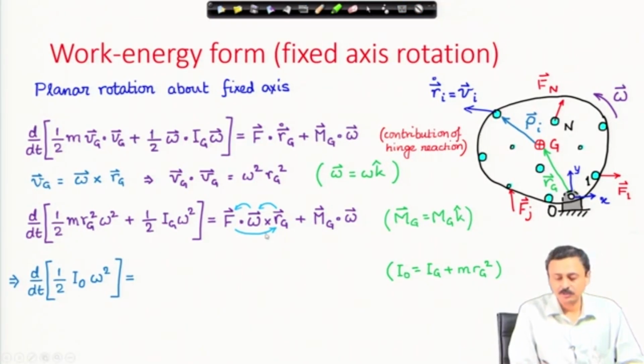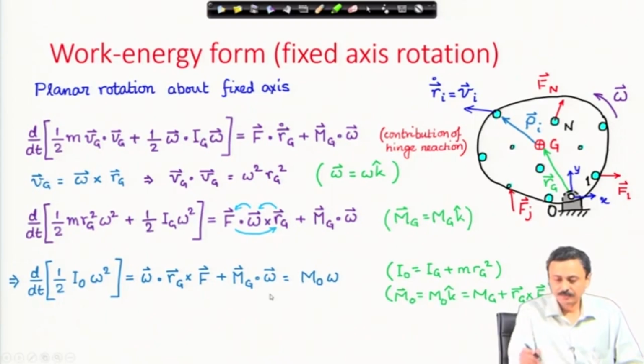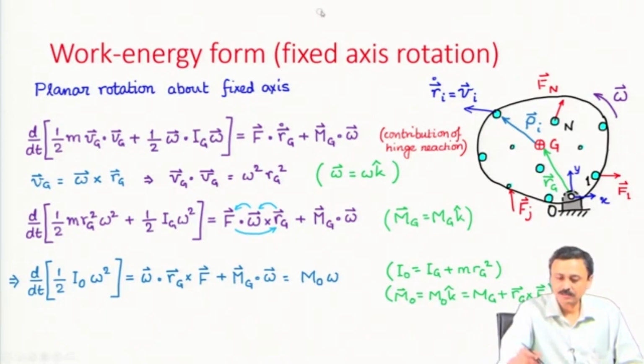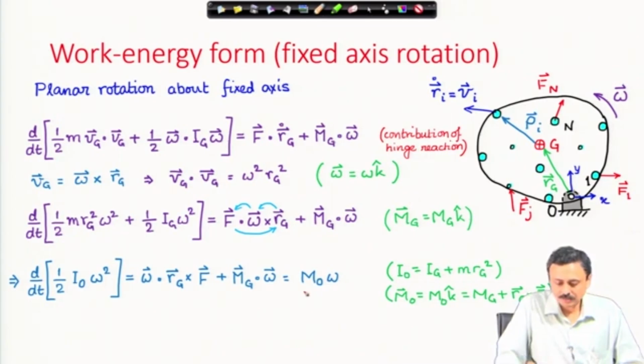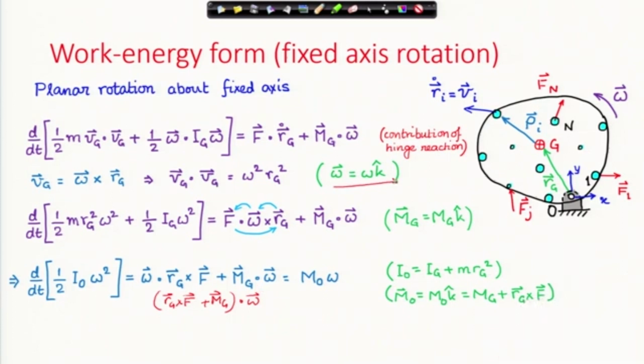And on the right hand side, by using this rotation, I can write omega dot r_g cross F plus M_g dot omega, and this I can write as, if I take this omega dot outside common, then I have r_g cross F plus M_g, which I have written out already, and this dot omega, and omega is omega k cap.